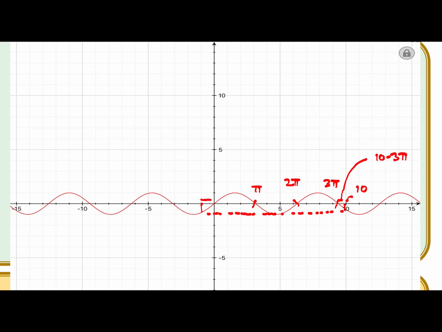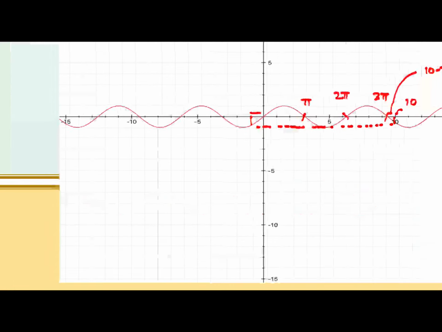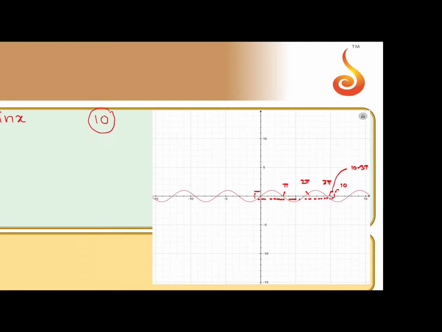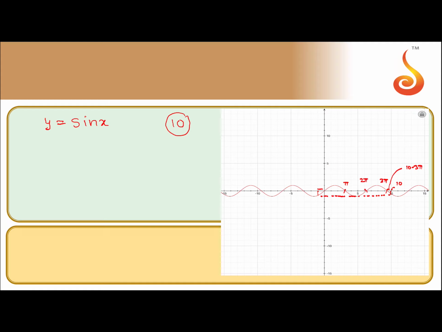But if you're talking about the parallel one, this width will be negative. So this width, if you talk about length, is 10 minus 3 pi, but the value will be 3 pi minus 10. I zoom it back. So sine inverse of sine 10, we write it as 3 pi minus 10. I'll explain once again.